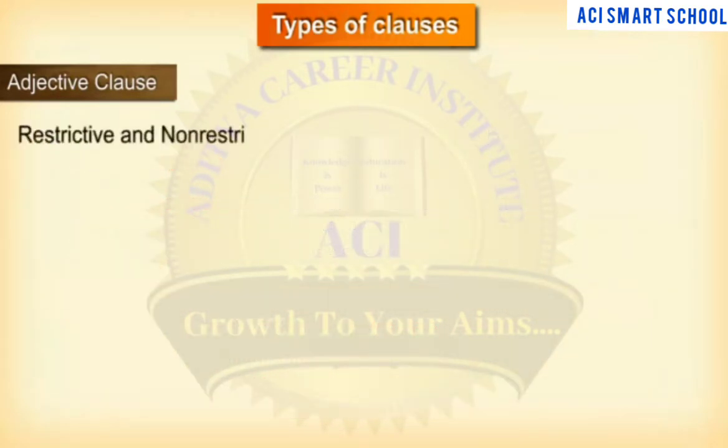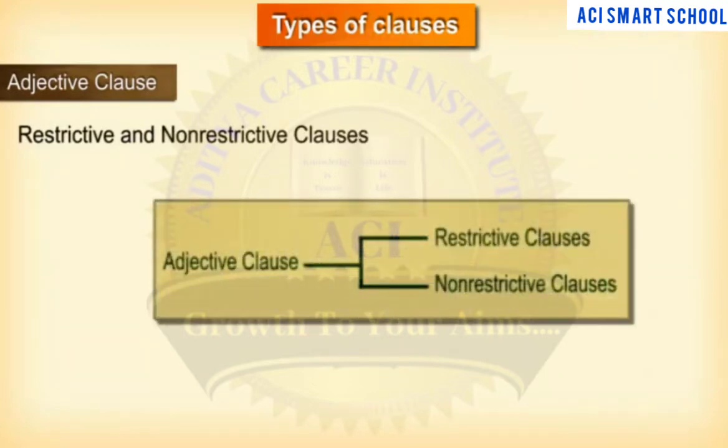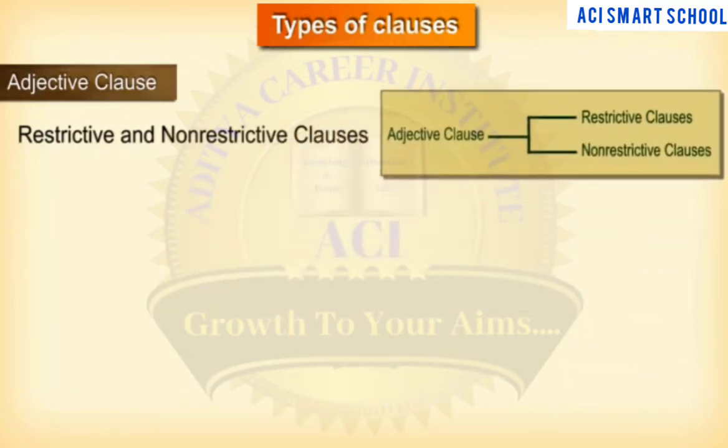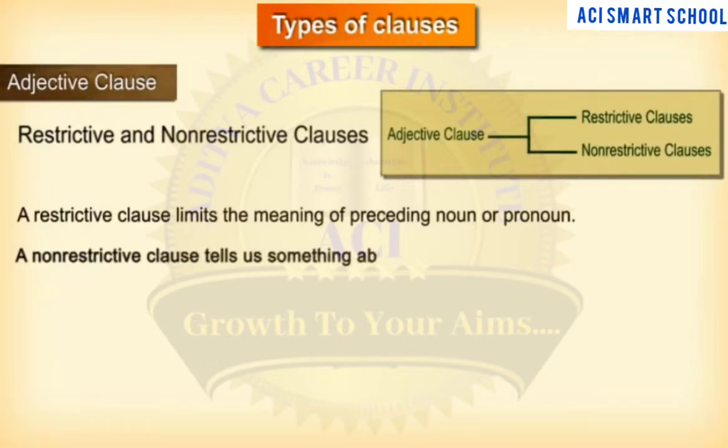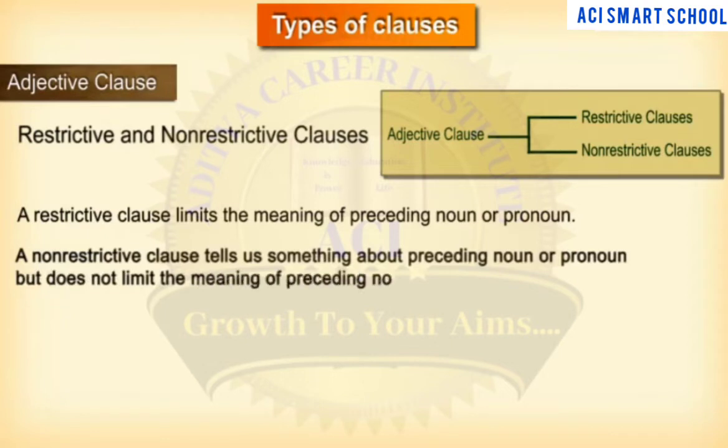Restrictive and non-restrictive clauses. Adjective or relative clauses can be restrictive clauses or non-restrictive clauses. A restrictive clause limits the meaning of the preceding noun or pronoun. A non-restrictive clause tells us something about the preceding noun or pronoun, but does not limit the meaning of the preceding noun or pronoun.